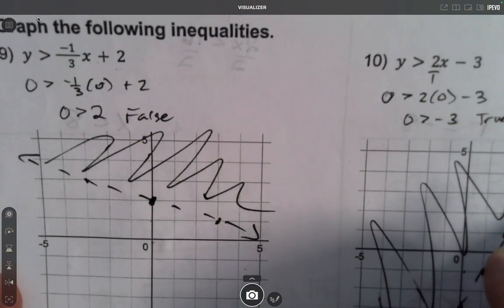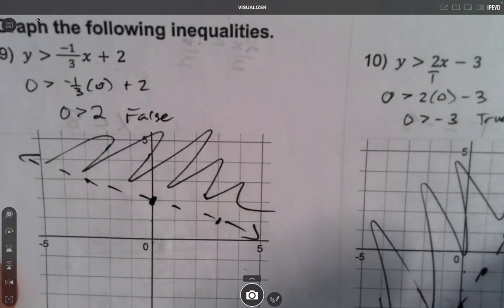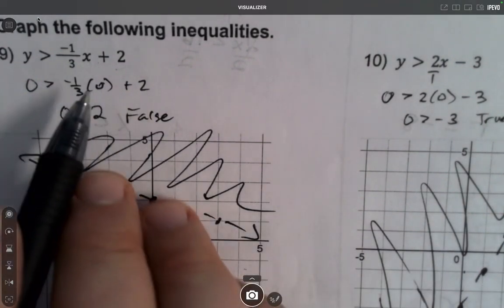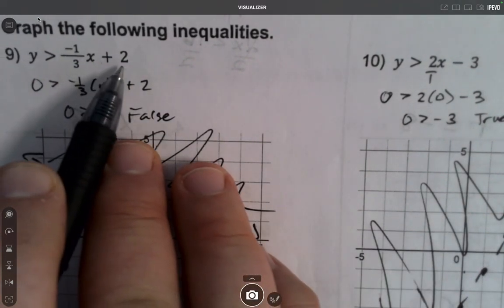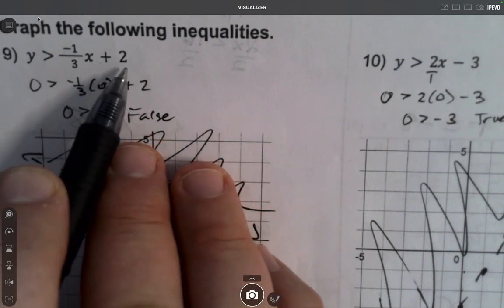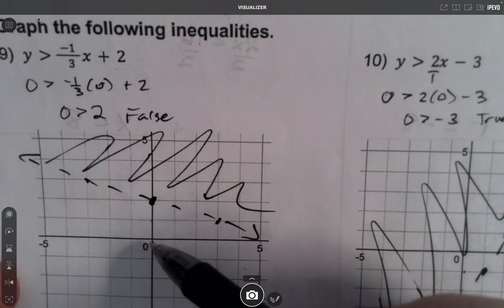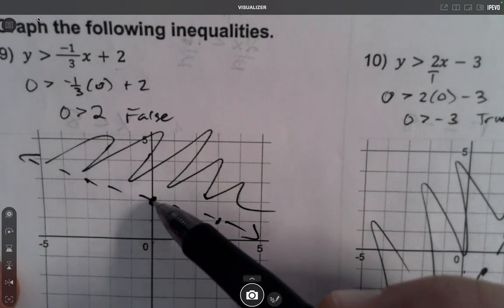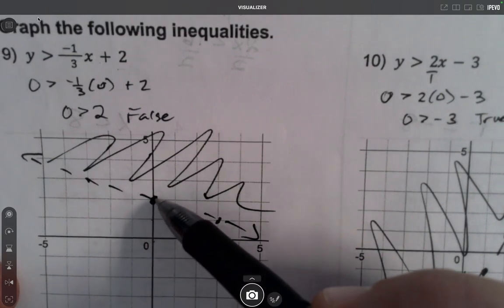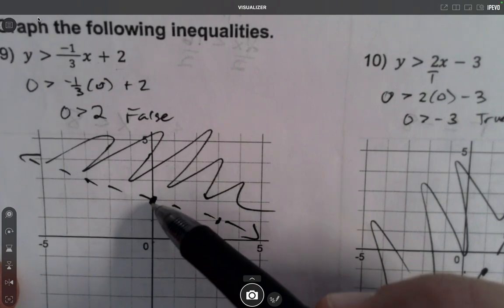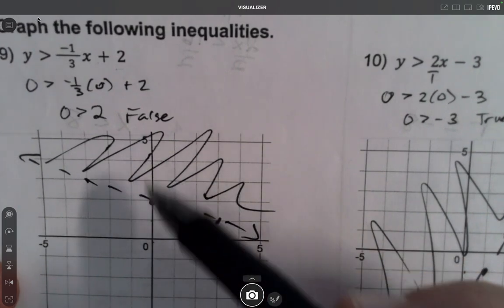Okay, to graph these inequalities, just like we do with equations, we start with our first point being the y-intercept. The y-intercept is the number that's by itself, has no variable with it. So in this case, the y-intercept is +2. So I start at the origin and go up to 2 on the y-axis. That's my starting point, the y-intercept. That's where the line hits the y-axis.